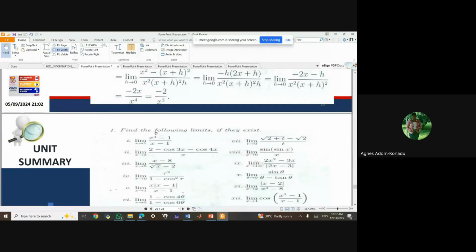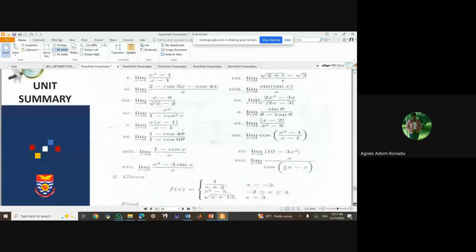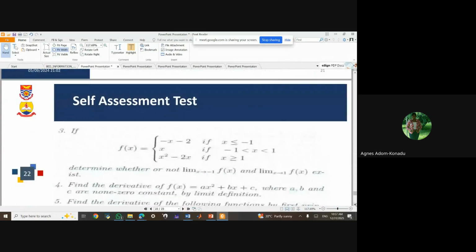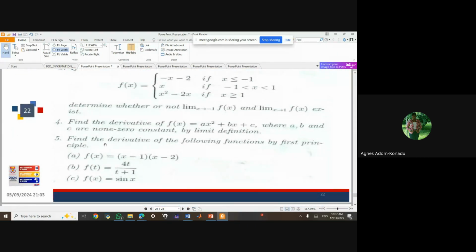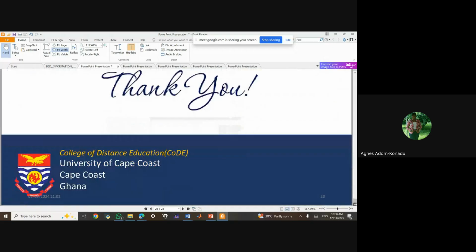Okay. So these are examples. You can go through them. You want to find the limit for the following. So these are examples. You want to find the constants. Okay, so determine whether this function is continuous, whether the limit exists. Then other ones, we have some examples here. Okay. So please try and solve them yourselves.